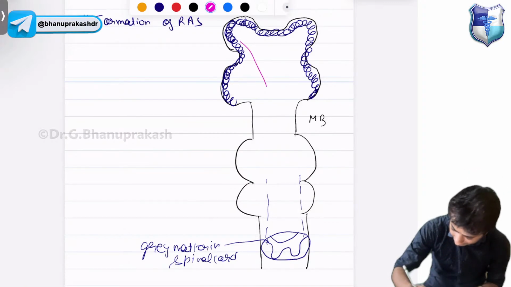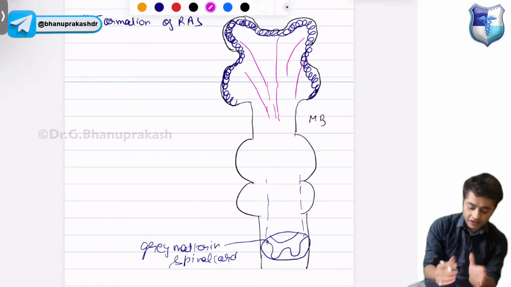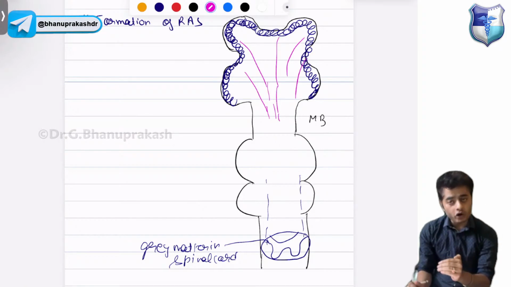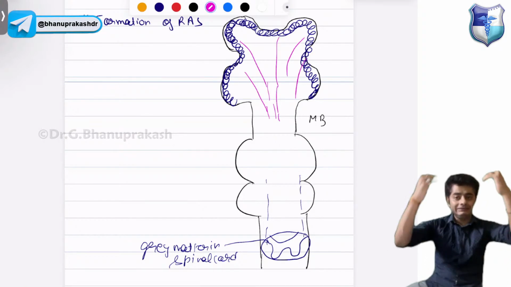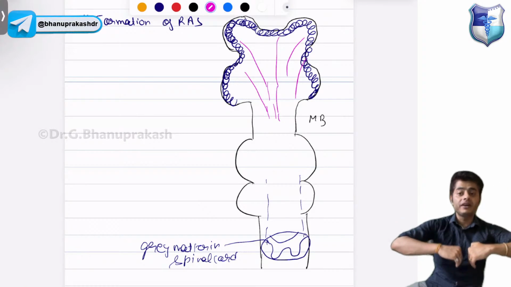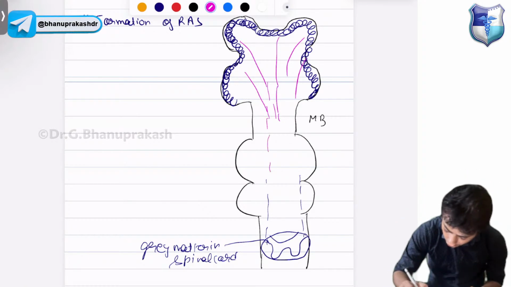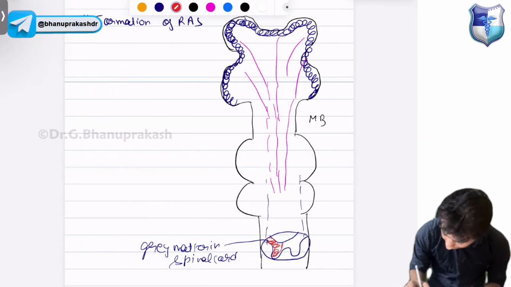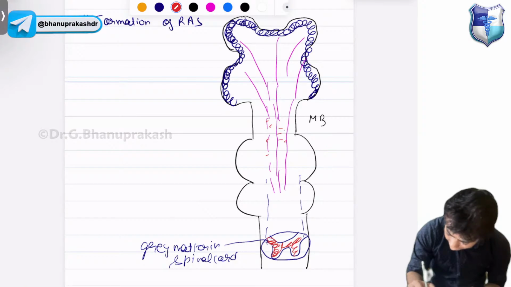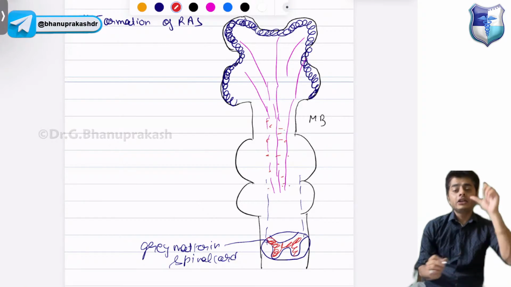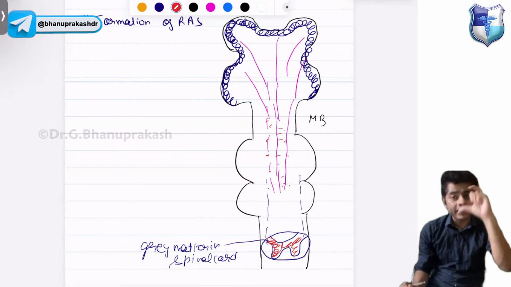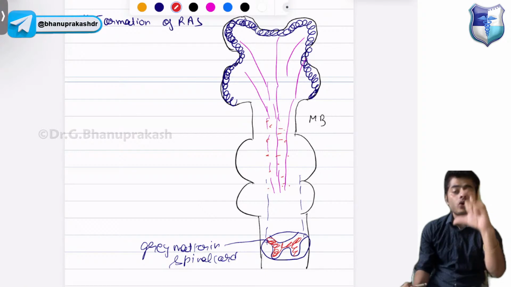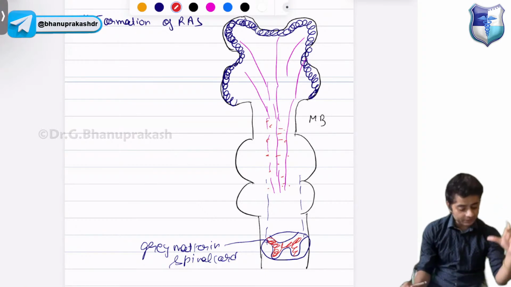Now suppose a tract is coming, but when you go to the spinal cord, your gray matter is in the center. So when this tract goes and mixes with the gray matter, the mixing of white matter tract with the gray matter in your brain stem is known as your reticular system. सबको समझ में आया रेटिकुलर सिस्टम कैसे बनता है?